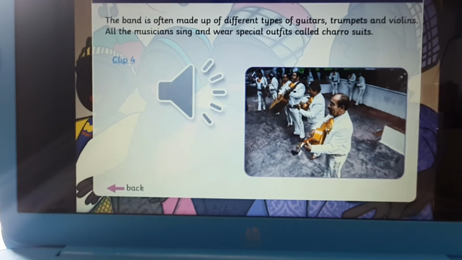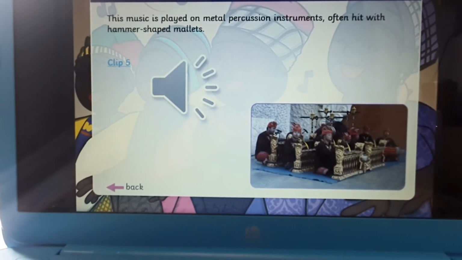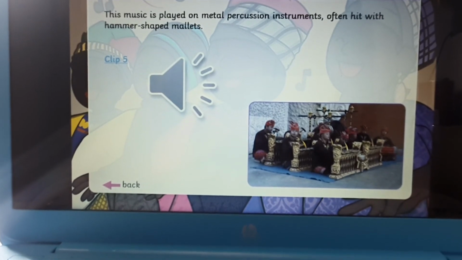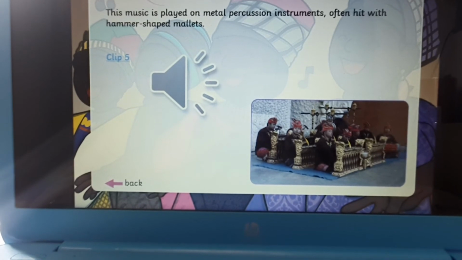Answer for clip four. Clip five. This music is played on metal percussion instruments, often hit with hammer-shaped mallets.